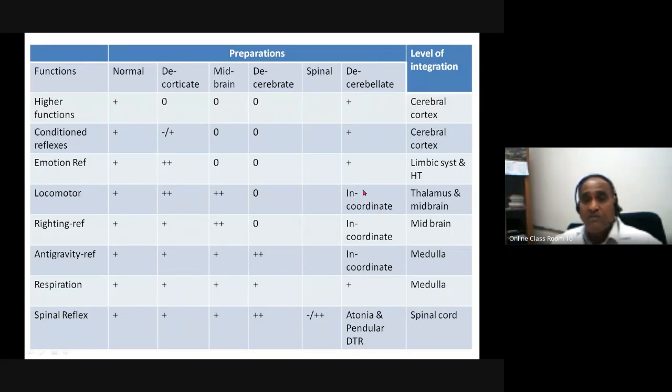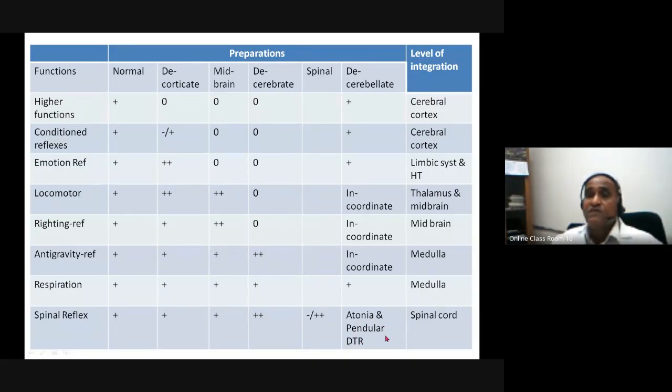Now come back here. The locomotor responses are incoordinated. The corrections are not proper. The righting reflexes are incoordinated because of the orientation of the head and body in space. The anti-gravity muscles are incoordinated. Respiration remains okay. Then in the spinal reflexes, there is atonia and pendular deep tendon reflexes.